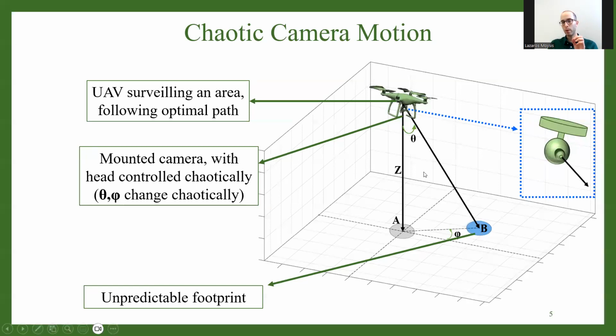So what we do is we are controlling, as you see right here, the vertical angle, theta, okay? So how the camera moves up and down, and also the horizontal angle, phi, if you like. So we are controlling this motion as well. These two angles are controlled chaotically by using a very, very lightweight chaotic system. And this way, the camera has an unpredictable footprint. So the UAV moves deterministically, it saves a lot of energy, but the camera attached to the UAV moves around chaotically.